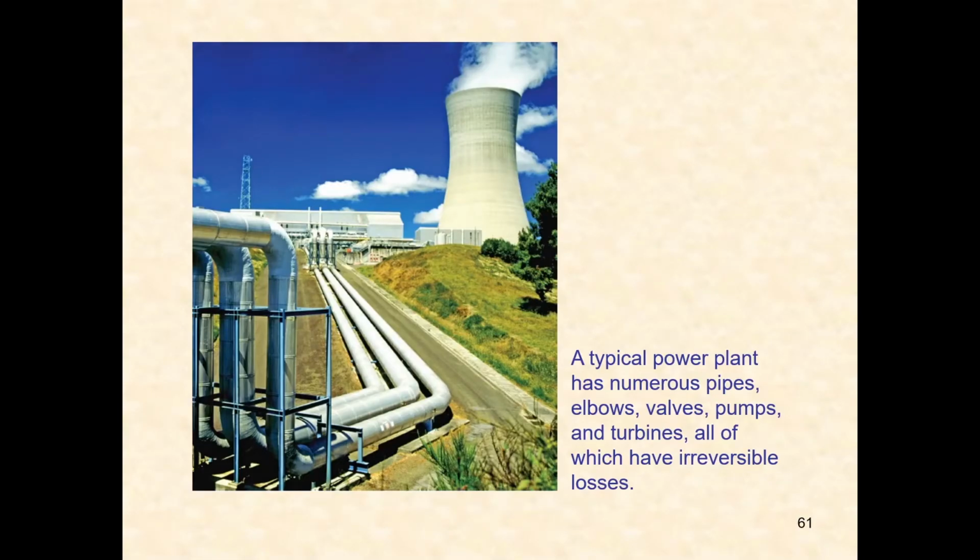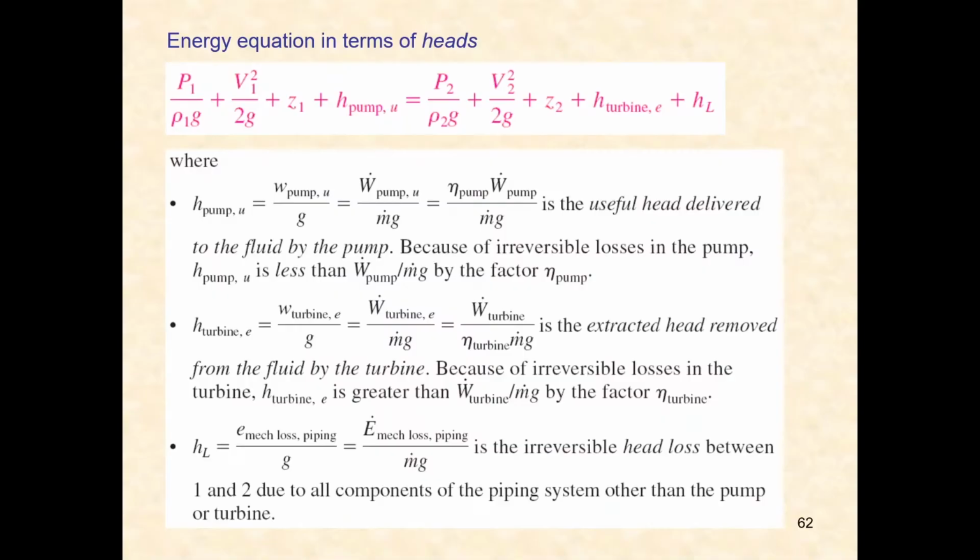This is an example of a typical power plant that has numerous pipes, elbows, valves, and turbines. So a lot of losses can be expected here, which are due to the friction in the pipes, head loss due to obstructions like elbows, sudden expansions, and so on, and also due to the inefficiency of turbines and pumps. So there will be a lot of irreversible losses during these transformations of energy from one form to another form.